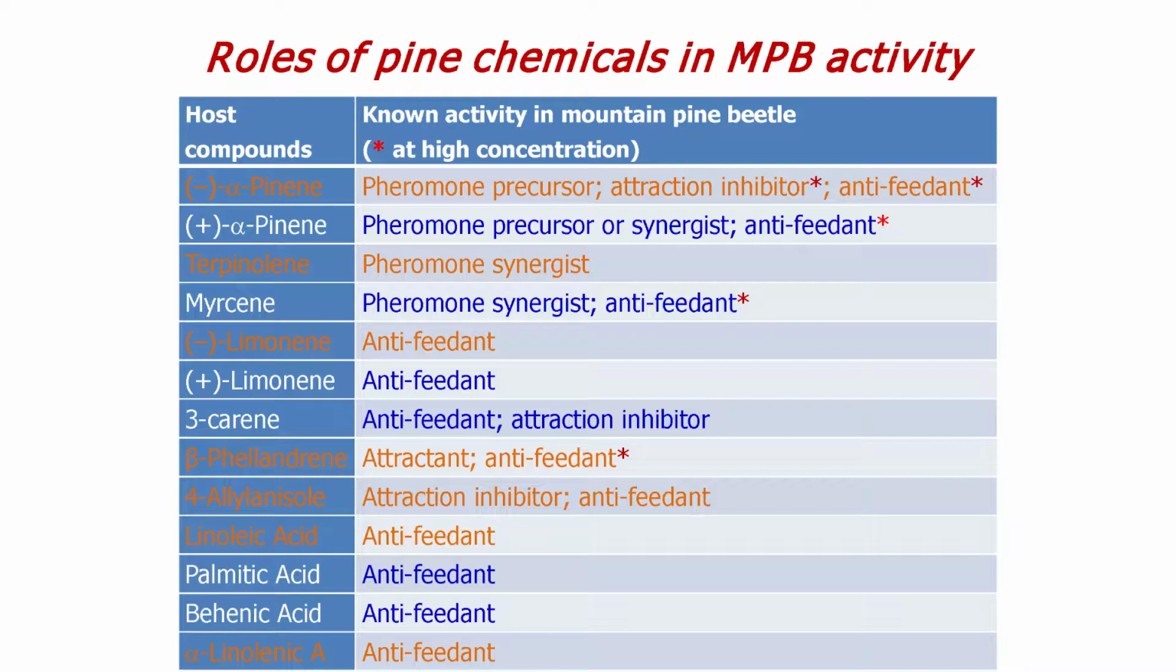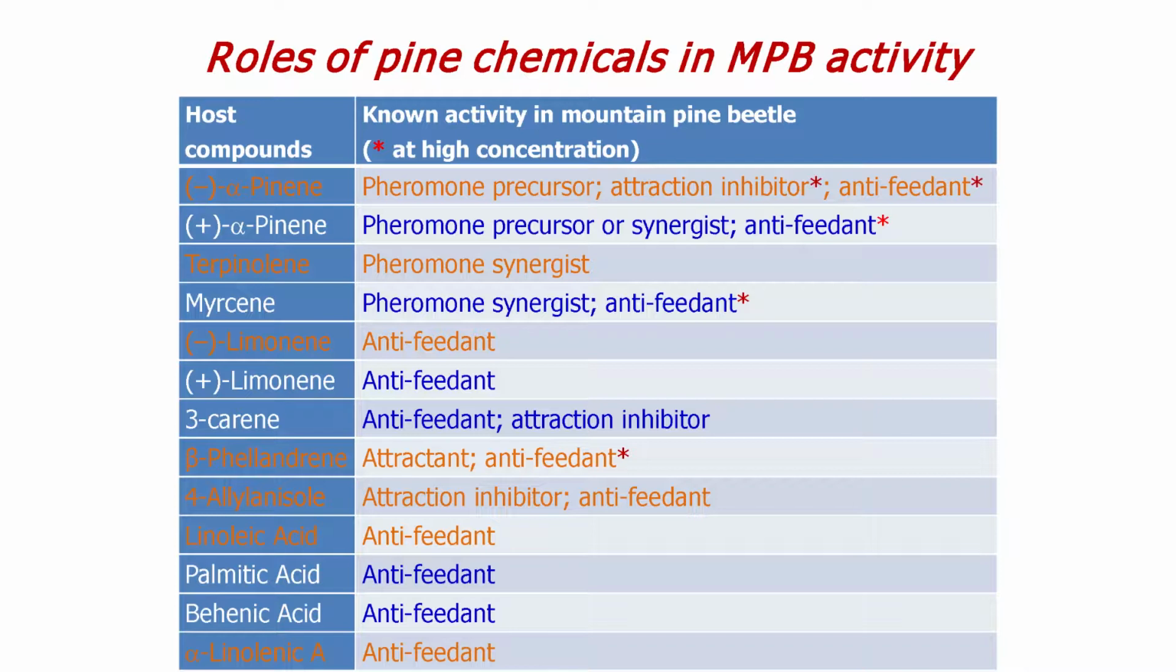But in general, we call them pheromone synergists: compounds such as terpinolene and myrcene help beetles colonize trees. And these are chemicals that come from the trees themselves. But others are more toxic. I would say limonene is one of the most toxic compounds based on the most recent research. And we also have compounds like carene and some other fatty acids that can be highly toxic to beetles.